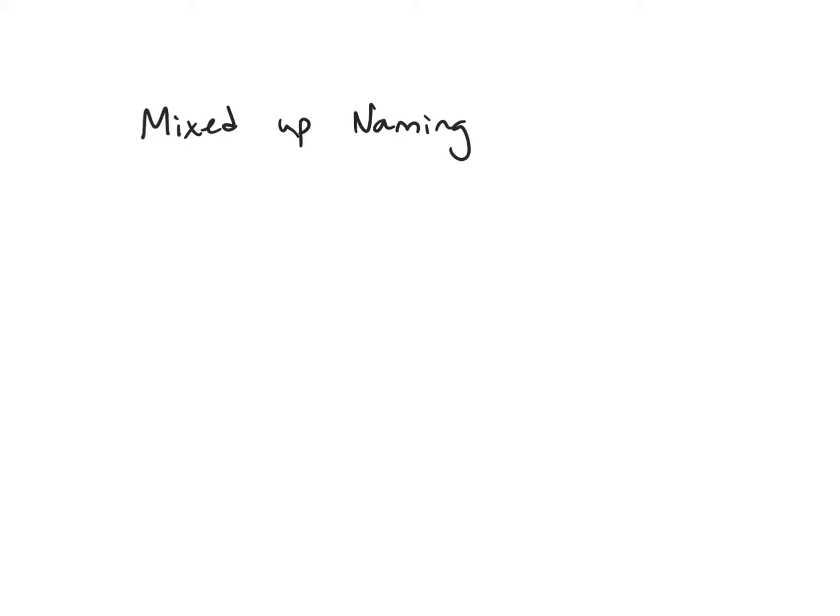Hey everybody, this little video lesson is a tutorial on what to do when you see a bunch of naming problems and they're all mixed up between ionic, ionic with transition metal, and covalent. We'll also talk about how you do the same thing when you're writing out the formulas.